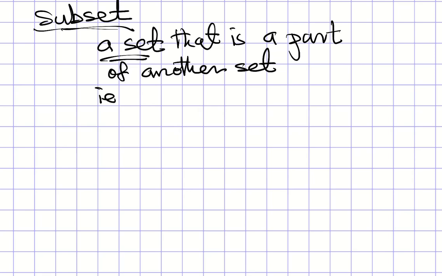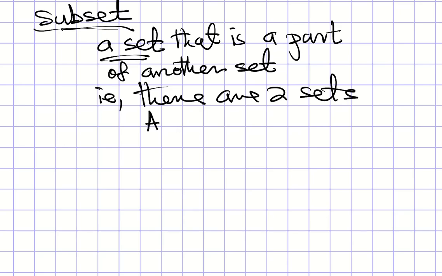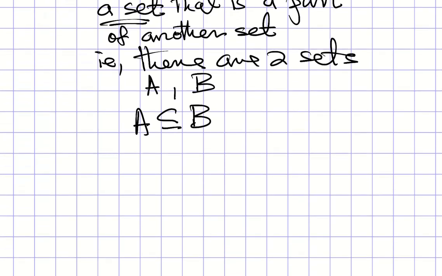So this means there are two sets, right? A and B. And then it's represented like A is a subset of B, like that. Whenever you talk about subset, there are gonna be two sets, right? This is the symbol. That's how you represent that symbol.